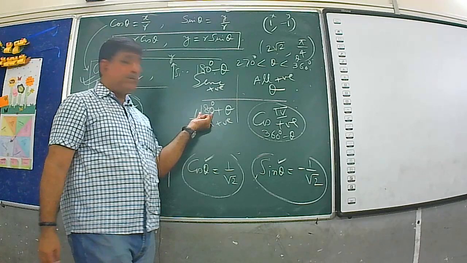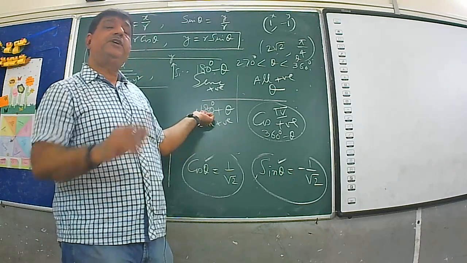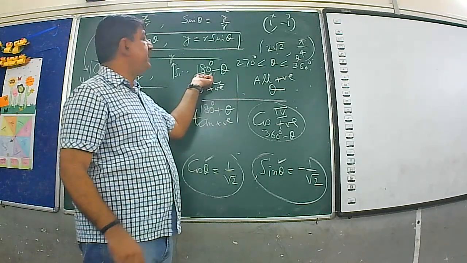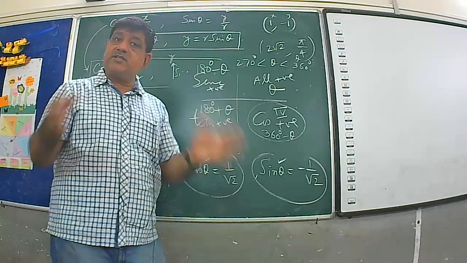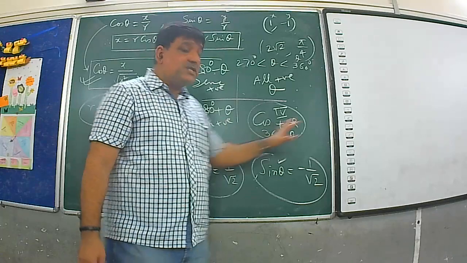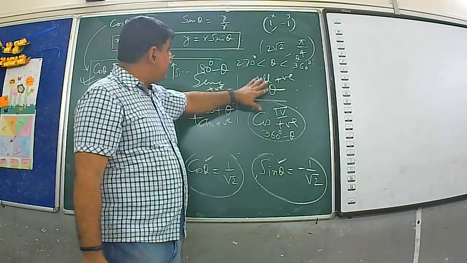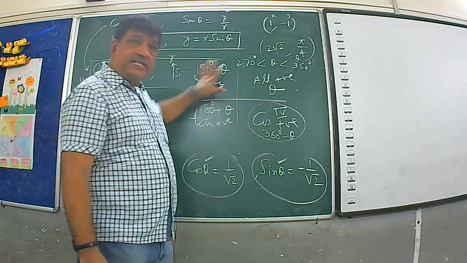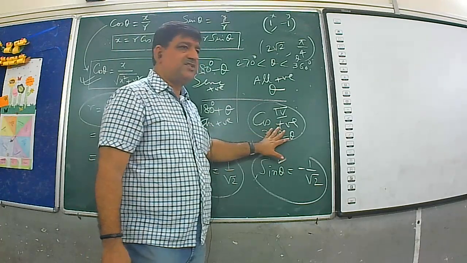And 180 plus the same thing. 180 plus 2 into 90, there will be no change. 180 minus, there will be no change. Cos remains cos, sine remains sine. So that's why for adjusting theta in these four quadrants, we apply this rule: 180 minus theta, 180 plus theta, 360 minus theta.